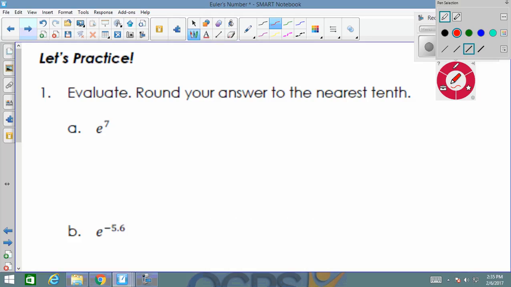So in my calculator, it says round to the nearest tenth. So it says e to the 7th. In my calculator, I would do 7, and then there's a button that says e to the x. You would click that, and it gives you 1096.63, so 1096.6. And this is all calculator work.